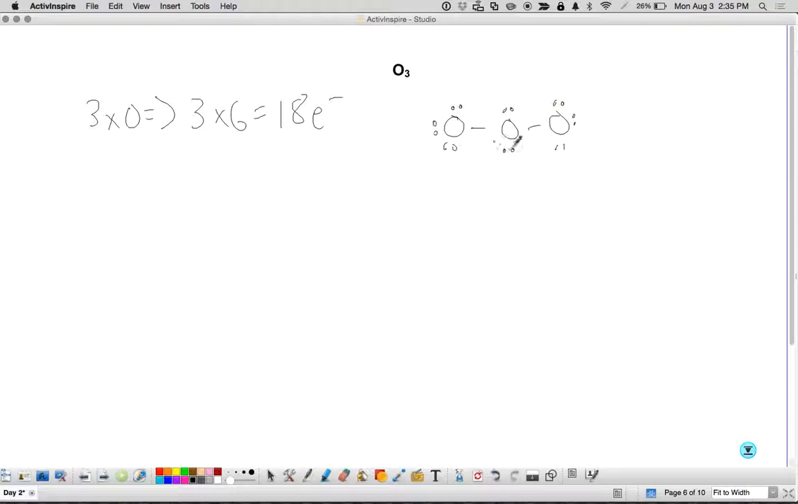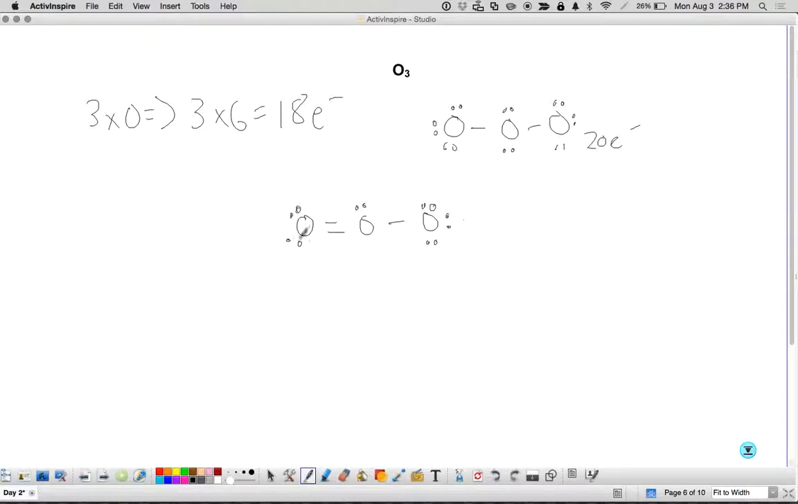Two, 4, 6, 8, 10, 12, 14, 16, 18, 20 electrons. So I need 1 double bond. Okay, so here's the deal. This now has 18 electrons, so it should be okay.